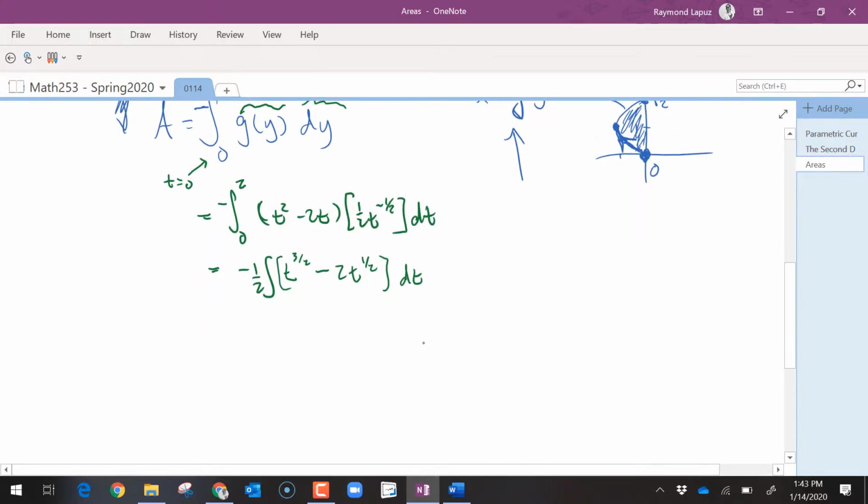And then you integrate. So let's throw negative 1/2 here. Integral of this, you add 1 to the power and divide. So that's t to the 5/2 divided by 5/2, so that's multiplying by 2/5, minus 2t to the 3/2 divided by 3/2, multiplied by 2/3. And we evaluate this from 0 to 2.